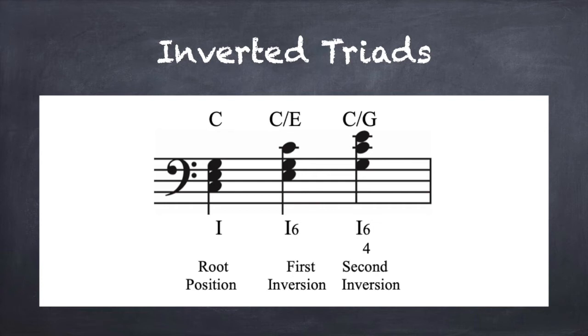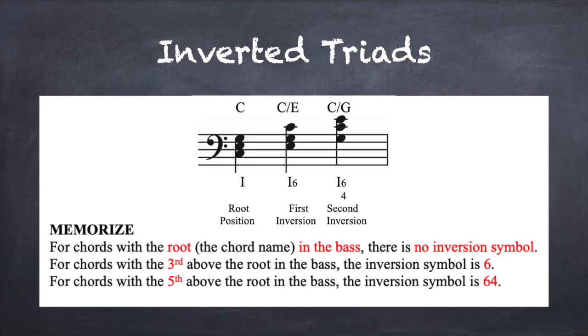The Arabic numerals, which indicate inversions, are easy to memorize, and simply memorizing them is recommended. So, memorize. For chords with the root, the chord name, in the bass, there is no inversion symbol. For chords with the third above the root in the bass, the inversion symbol is 6. For chords with the fifth above the root in the bass, the inversion symbol is 6/4.